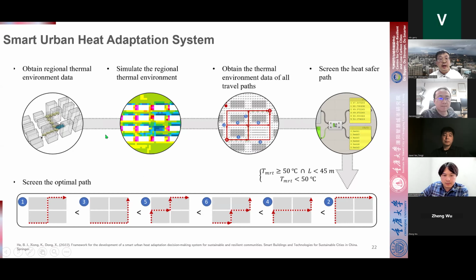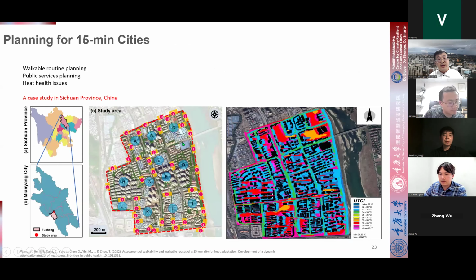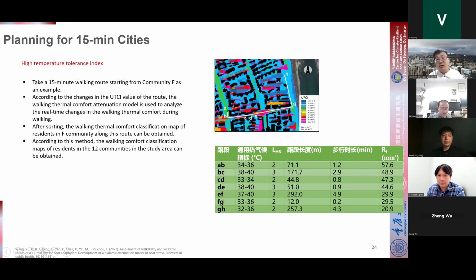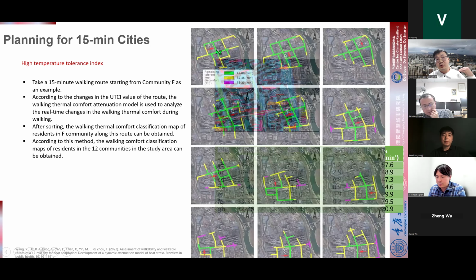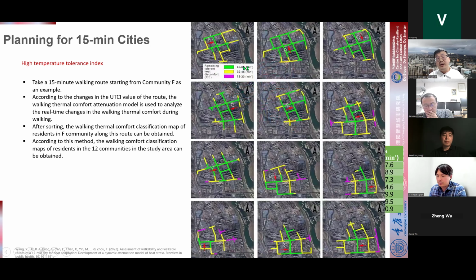We also have a case in Mianyang in Sichuan province about the planning of the 15-minute city. In this case, there are 12 neighborhoods. Basically, we simulate the heat stress when people walk out of the main gate of the neighborhood for about 1 kilometer, about 15 minutes. Then we see the remaining heat tolerance of the body. For the green areas, the remaining tolerance is 40 or 45 to 60 minutes. And this is the assessment for the 12 neighborhoods.